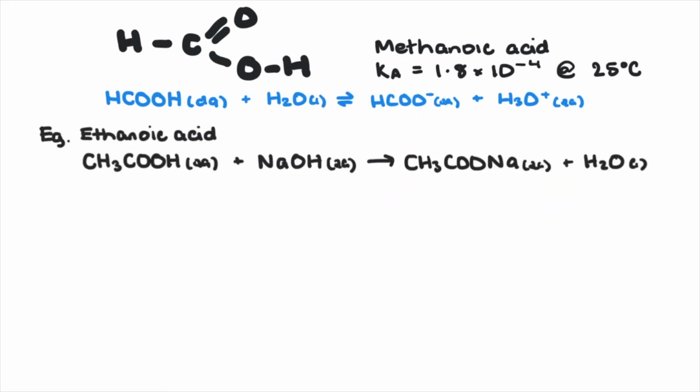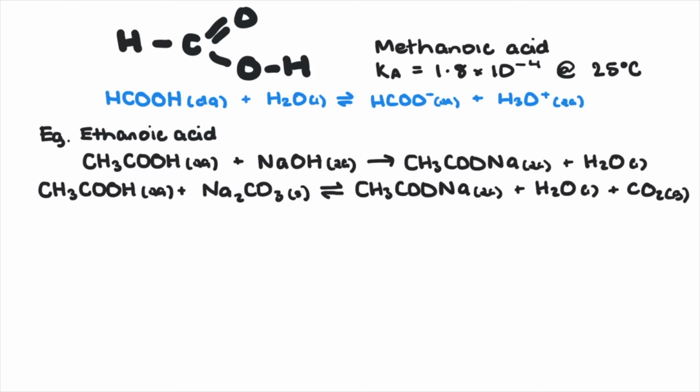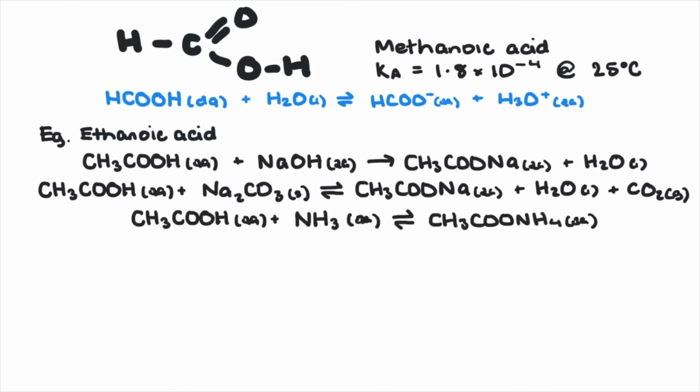Carboxylic acids undergo neutralization reactions with bases to form salt and water. They also react with carbonates to produce salt, water, and carbon dioxide. And they also react with ammonia to form ammonium salts. We'll look into these chemical reactions in more detail in another video.